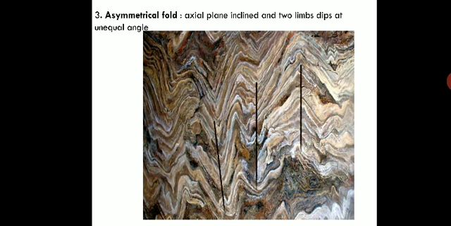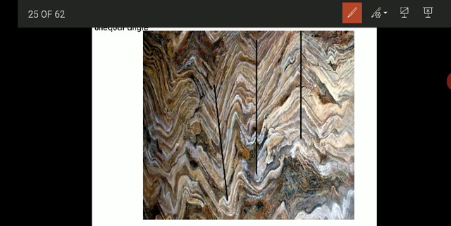Okay, then next is asymmetric fold. So what is asymmetric fold? Here the axial plane is inclined and the two limbs dip at unequal angles, whereas in symmetric fold the two limbs were dipping at the same angle, but here the angle is not the same. Here you can see this is the axial plane, and here you can see this angle is different and this angle is different.